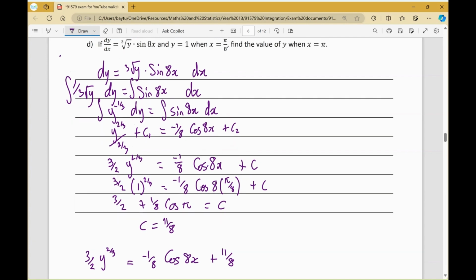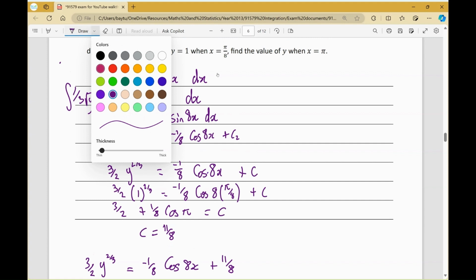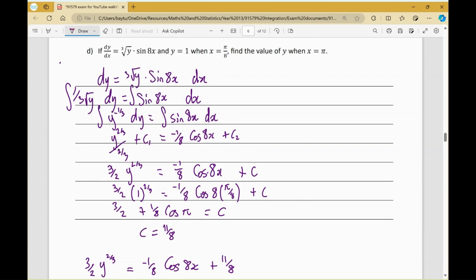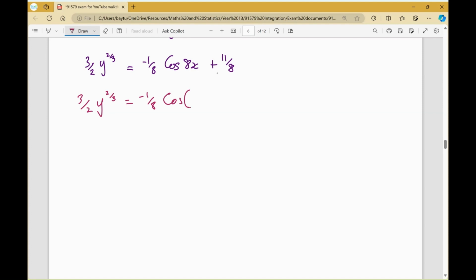And now we can use that to find the value of y when x equals pi. So I'll just do this in a different card to make it clear what's happening. So we're going to substitute 8 pi for x, and then we're going to work out y. So 3, nothing's going to happen on that side. So y, sorry.